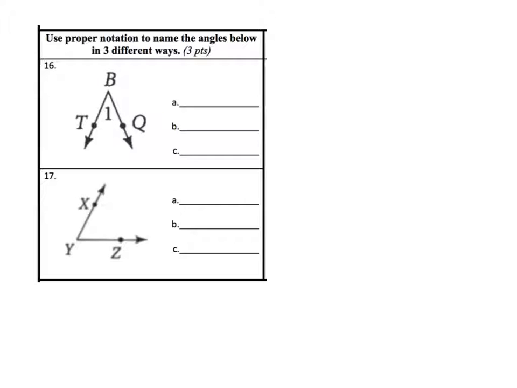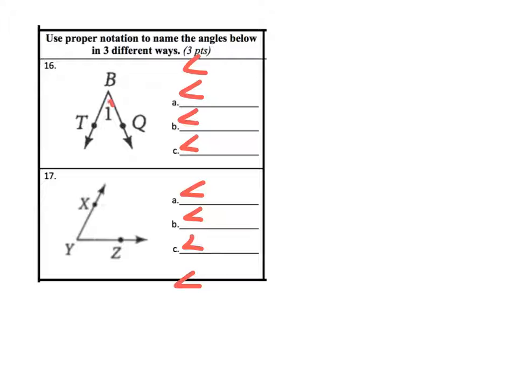All right, this video is going through numbers 16, 17, 18, and 19 of your chapter 1 test review. Number 16 says use proper notation to name the angles below in 3 different ways. I'm going to do 4 because there's actually 4 ways to do it. So the first thing I know that no matter what, when I name my angles, I need the little angle symbol. Angle, angle, angle, angle.